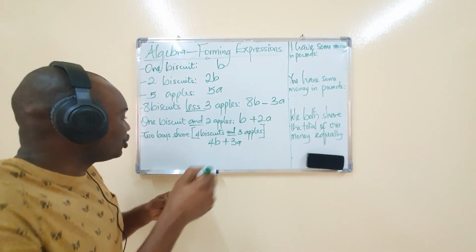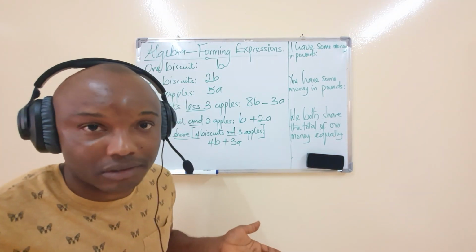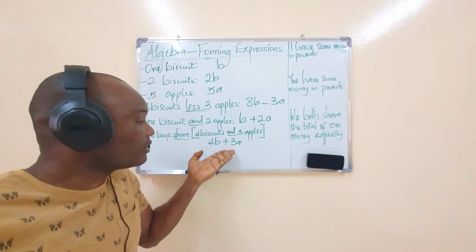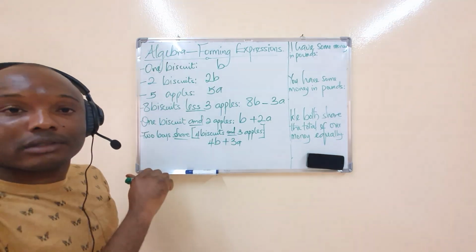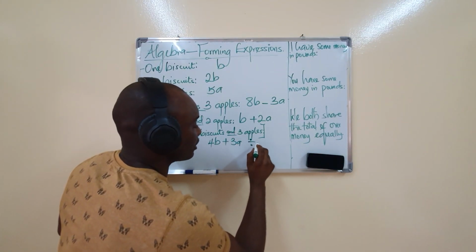What does the word share mean in mathematics? Sharing is division. Therefore, it simply means that we have to divide 4 biscuits and 3 apples among 2 boys. So to do that, we just use our division sign by 2.